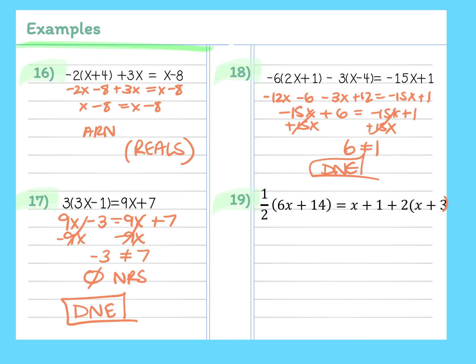For 17, you would distribute the 3, you get 9x minus 3 equals 9x plus 7. When you subtract the 9x's, the variables cancel out. What's left is a false statement. If what's left was true, it'd be all real numbers. But if what's left is false, now it's no solution. And on WebAssign, it says to put DNE for does not exist.